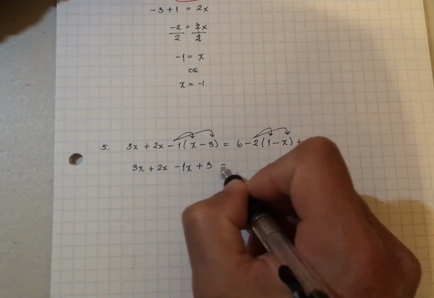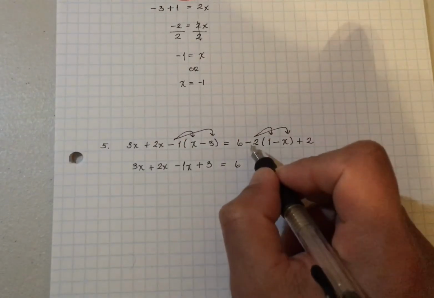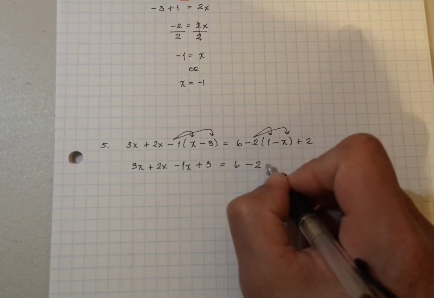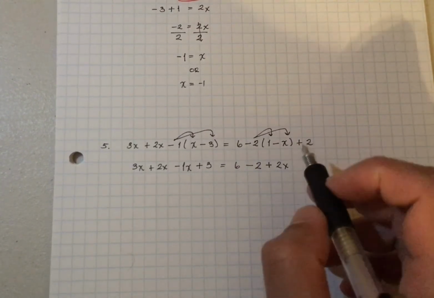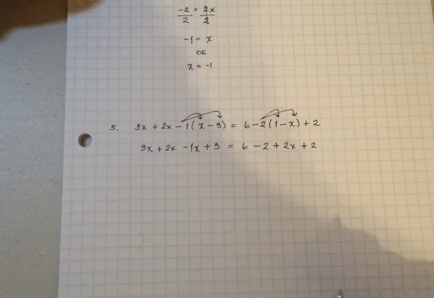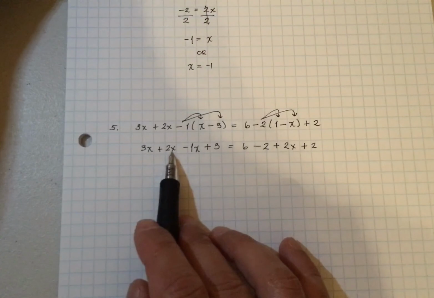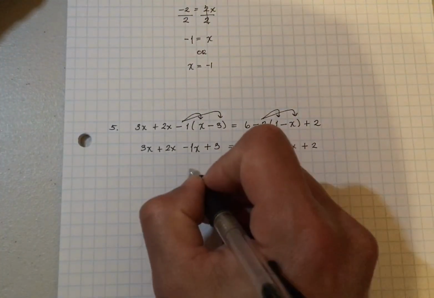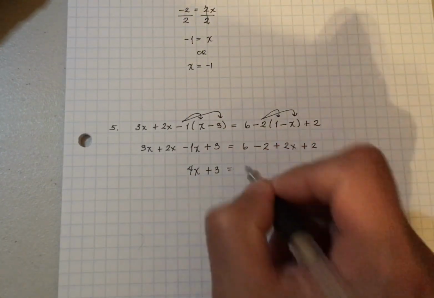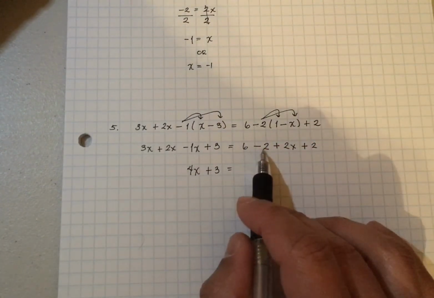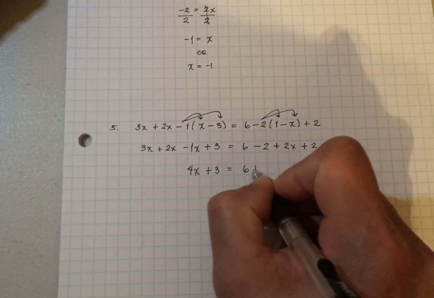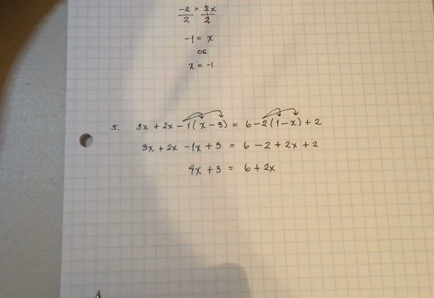So then equals 6. And then negative 2 times 1, negativo 2 por 1, negativo 2. Negative times negative is a positive. Positivo 2x, and then the positive 2 over here. Now, ahora, voy a seguir. Now I'm going to combine 3x plus 2x, that's 5x. 5x minus 1 is 4x. 4x más 3. Okay? Now here, 6 minus 2, 6 menos 2 es 4. 4 más 2 es 6. 6 plus 2x. Okay? So now I have this.